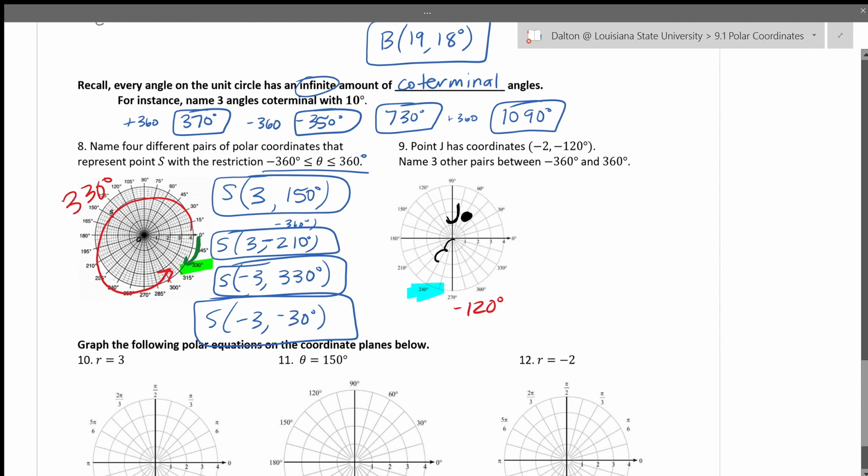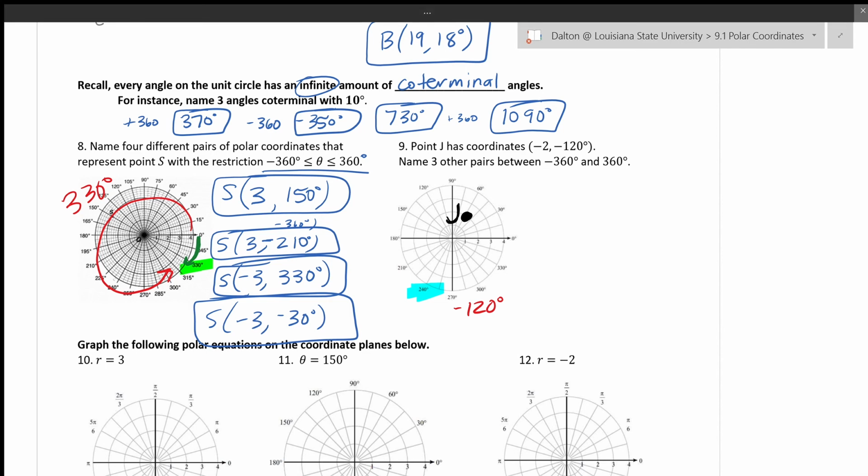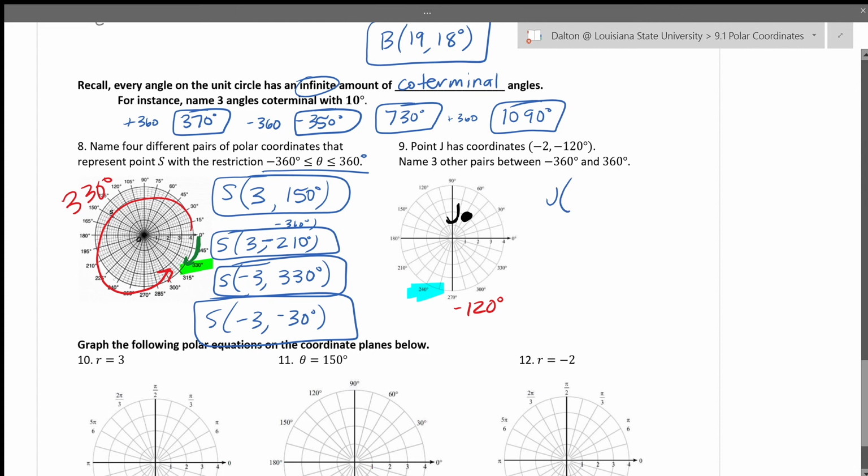Now, like I said earlier, 240 is actually one of our clues, because instead of writing it as negative 2, negative 120, I can easily write point J as, instead of negative 120 degrees, that's the same thing as 240. So I could do negative 2, 240 degrees.